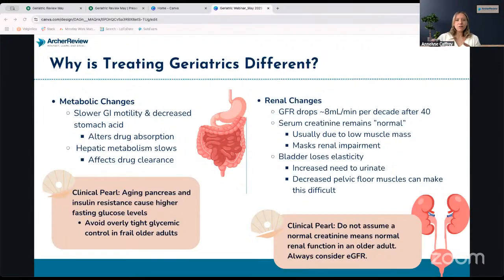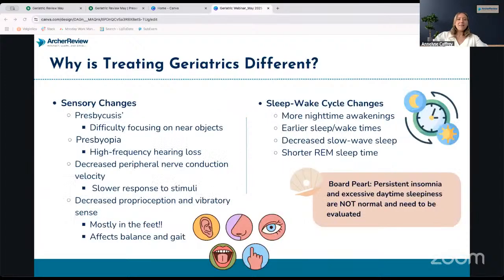To stop the stream, you kind of get that spurting where they start peeing, stop peeing, start peeing, stop peeing, because that urine has to pass through the prostate. And when that gets really big and bulbous, which starts to become more normal as men age, it affects their urine stream. So that's definitely something to think about, and we'll talk about it later when we get to the kidney section. And then last couple things, their sensory changes and their sleep-wake cycle.